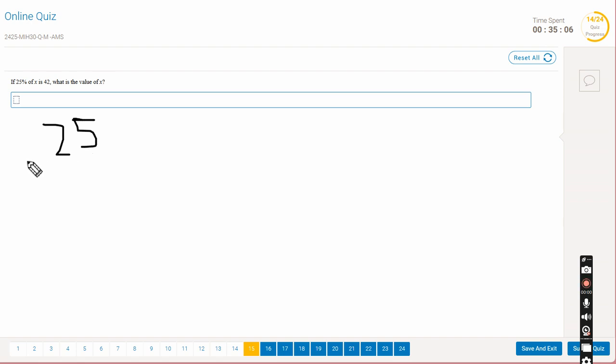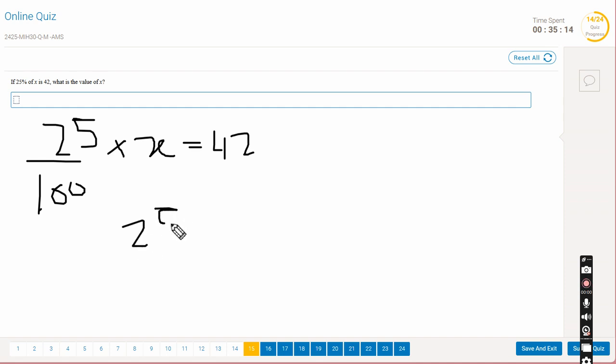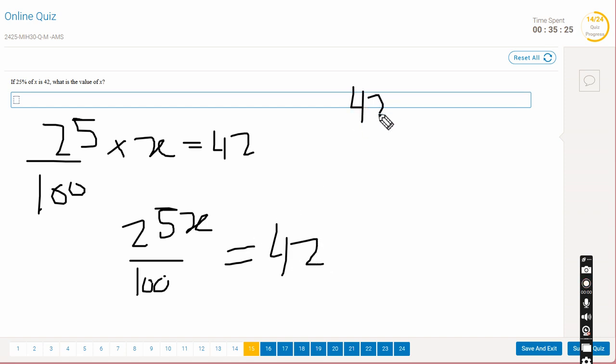So 25% of x times x is equal to 42. Now, remember, whenever you're multiplying this, you go to 25x over 100. Even if you can simplify it on this side, it will be better rather than taking it to the other side and simplifying. But let's take the 42. When you take it to the other side, it flips. If you want to do multiplication, 25 over 100.